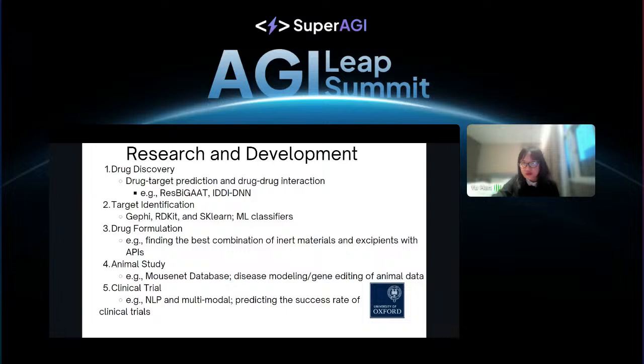And then we got target identification models. There are tools developed like G5, RDKit, SKLearn. So there are tools powered by machine learning classifiers. And if you feel interested, you can find the citation paper to read more.